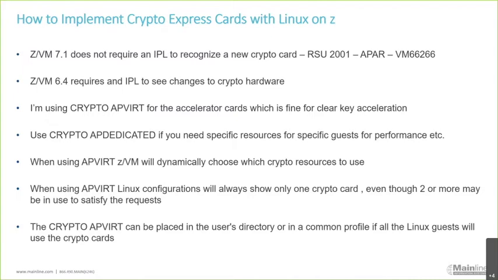As far as where you place the statements, there are 2 changes you need to make. One is within the system config file, and the other is the CRYPTO APVIRT or CRYPTO DEDICATE statements you need to put in your directory entries. You can put them directly in each individual user directory, or you could put them in a common profile, for instance, if you wanted to use them across all your Linux guests.